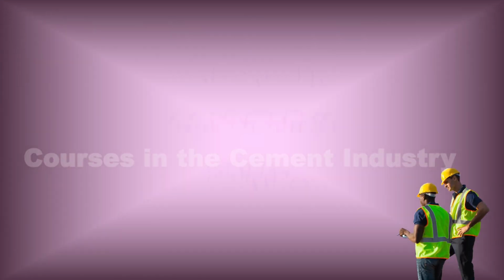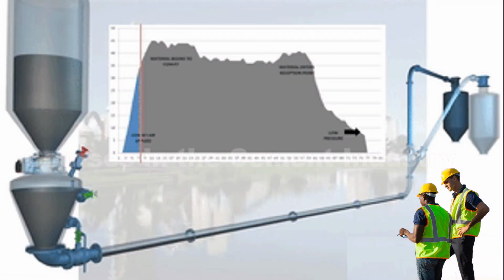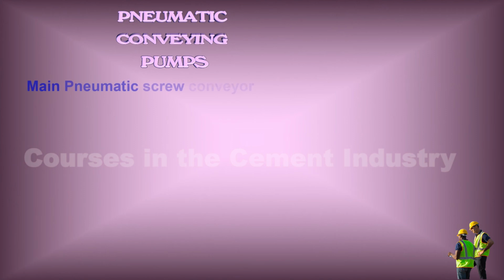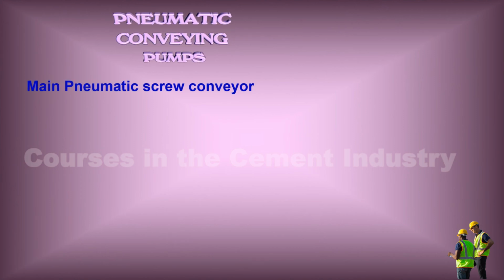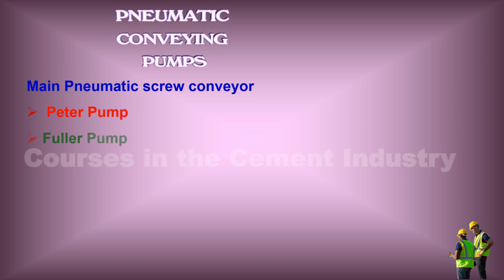3. Pneumatic conveying pumps. The principle of pneumatic conveying pumps is based on the fact that bulk goods can be moved by means of air through pipelines. The flowing conveying air transmits a propulsion force on the bulk material and thus conveys it through the conveying line. Main pneumatic screw conveyors: 1. Peter pump. 2. Fuller pump.